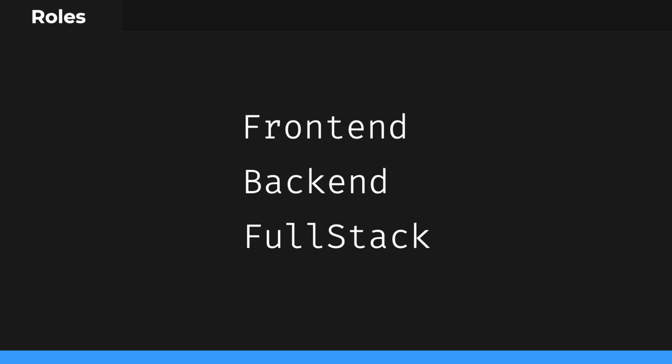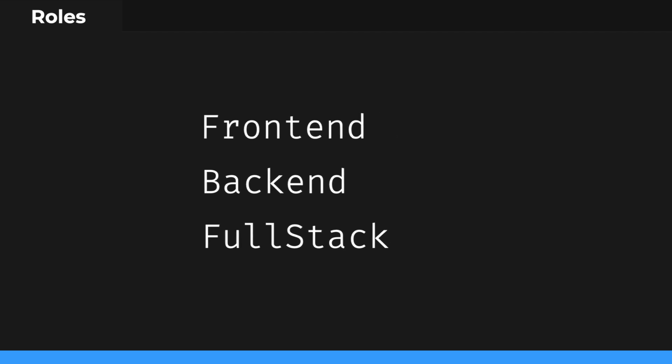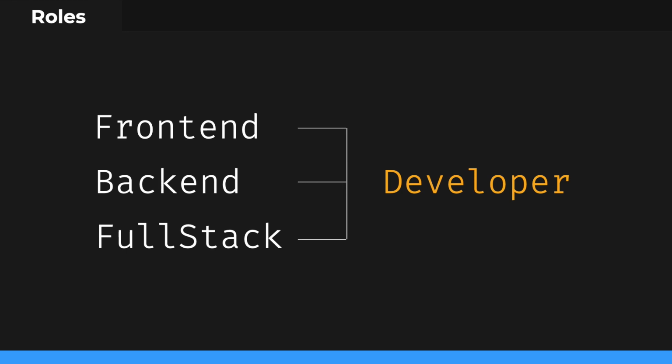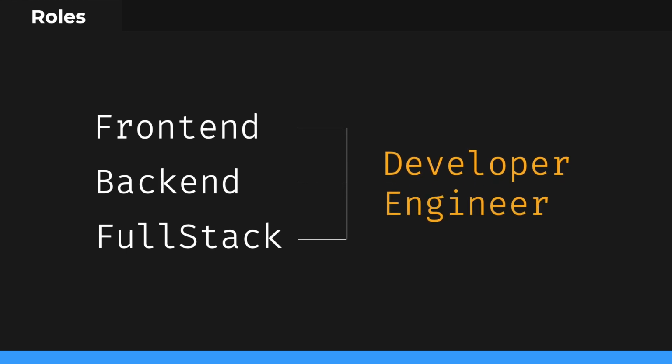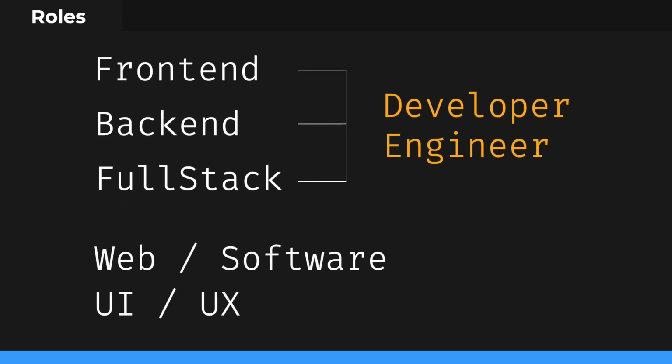When you search for developer roles on job sites, these three terms show up quite often. So front-end, back-end, and full stack. Usually they are appended with developer or engineer. So front-end developer or back-end engineer. Sometimes it's a generic software or web developer role. There's also a UI developer or UX developer. Now, what do these terms actually mean?